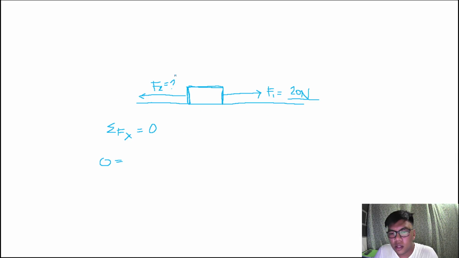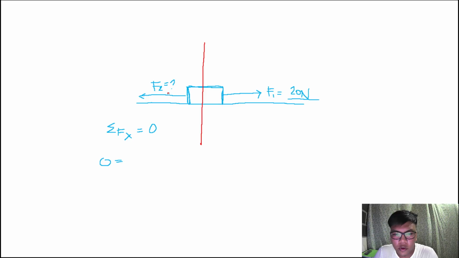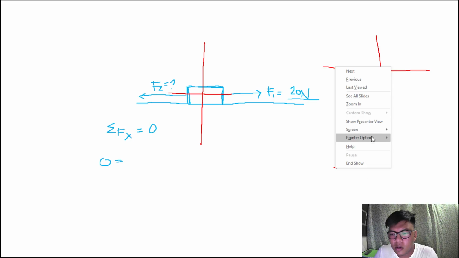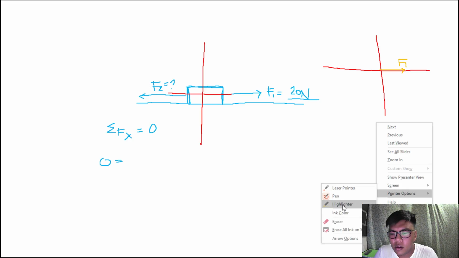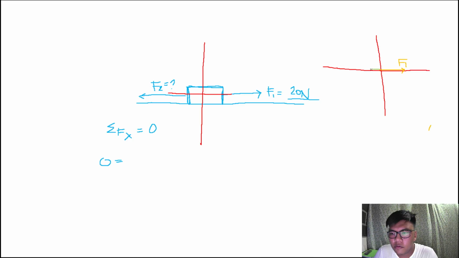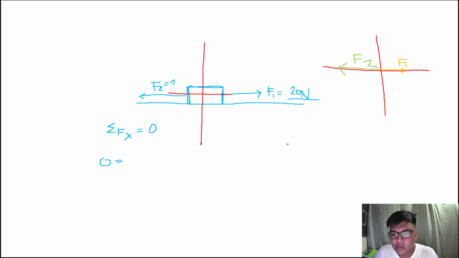So, ngayon, gawa tayo ng free body diagram. Pwedeng dito ka gumawa. Pwede rin lumabas ka dyan. Okay. Gawa ka lang ng Cartesian plane. Ngayon, ano yung mga forces? Meron sa kanan. So, we have here F1. Then, we have F2 pupunta sa kaliwa. Okay. So, we have the summation of forces. Pwede natin i-write, no? So, yung positive, F1.